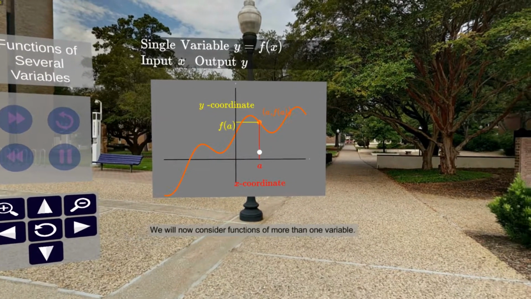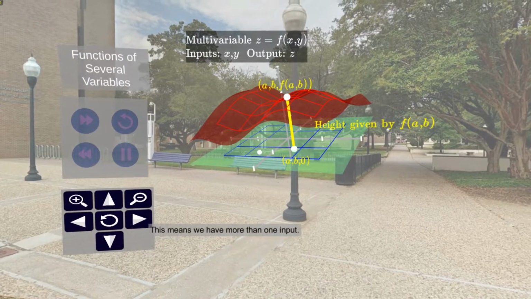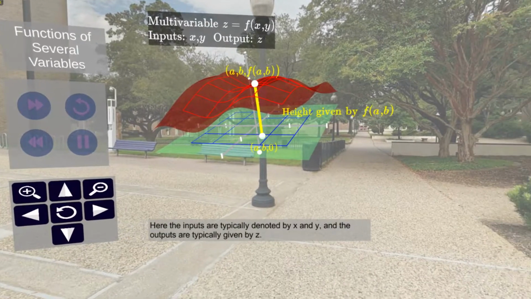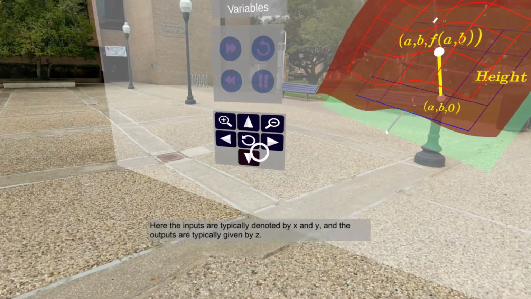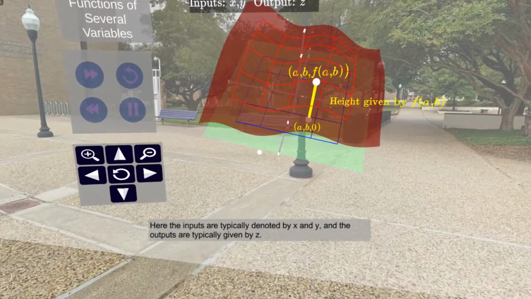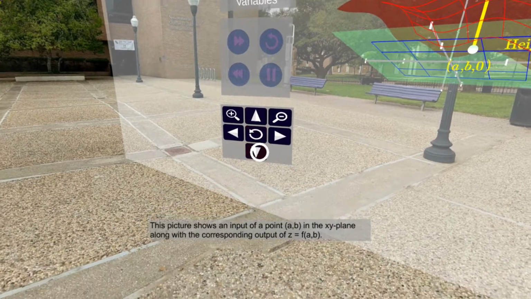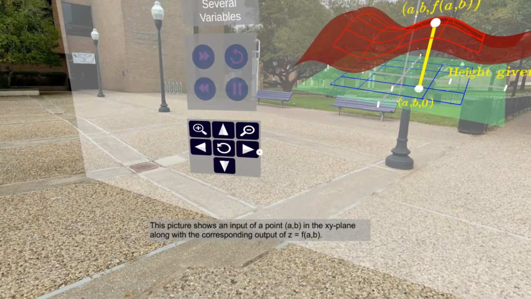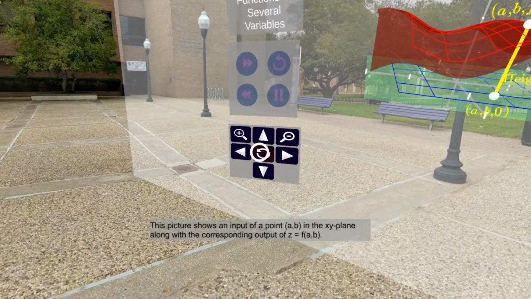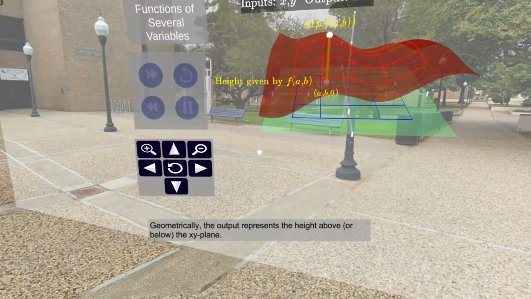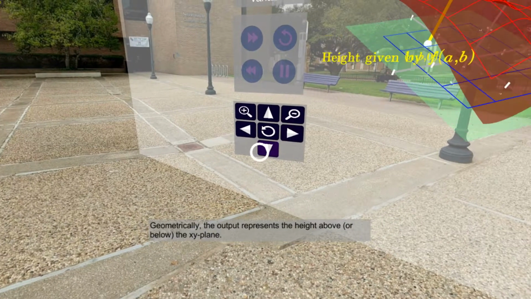We will now consider functions of more than one variable. This means we have more than one input. Here, the inputs are typically denoted by x and y, and the outputs are typically denoted by z. This picture shows an input of a point (a, b) in the xy plane, along with the corresponding output of z equals f of (a, b). Geometrically, the output represents the height above or below the xy plane.